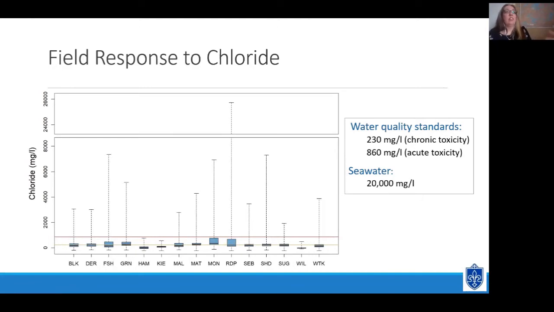So rather than select a single measure, I included 6 different metrics of chloride: the maximum concentration, the median concentration, the total duration or amount of time that the concentration was higher than 230, or the chronic threshold, over the study period, the total duration when the concentration was above the acute toxicity threshold, and then also the maximum continuous durations, so the longest single period of time when the concentration was above either the acute or the chronic toxicity levels.